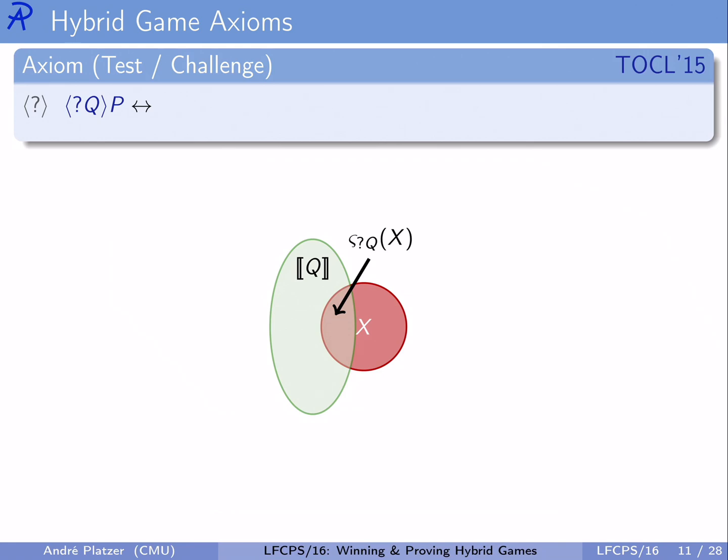And that, of course, means that Angel does have a winning strategy in the game where she's challenged to test whether Q is true to win into the set of all states where P is true whenever P is already true, but the test also passes, so whenever Q and P are true together.